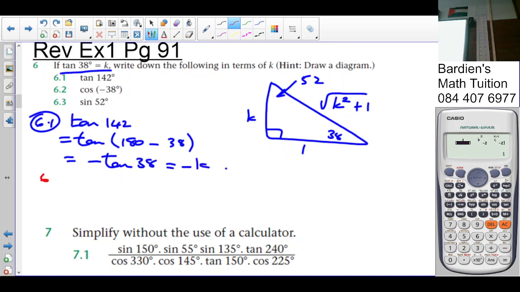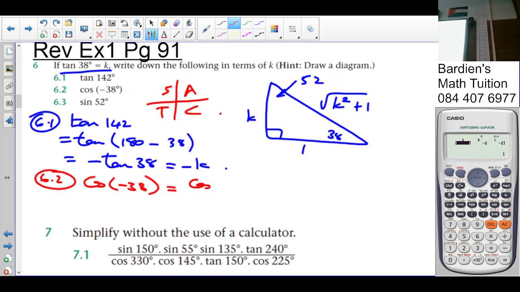Let's look at 6.2. 6.2 is cos of negative 38. Which quadrant is that in? All stations to claim. Is it your fourth quadrant? Or we can say 360 minus 38. Remember, if I add or subtract 360 to an angle, I don't change the value of anything. Okay? So that is going to be in the fourth quadrant, so it's cos of 38. What does cos stand for? Adjacent over hypotenuse. So it's 1 over the root of k squared plus 1. Okay?